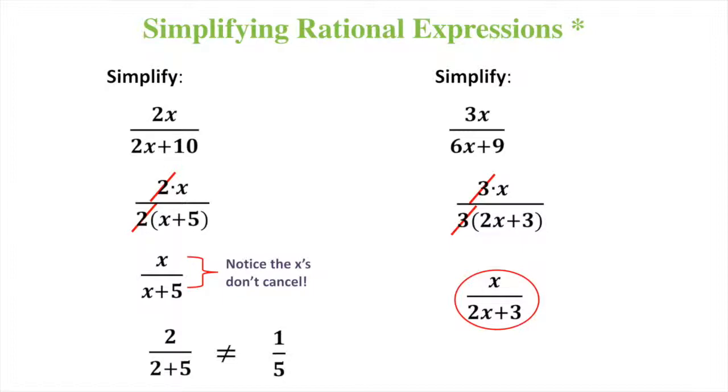Check your answers here. And this one's set up almost identical to what we did over here on the left. You pull out your 3 here and cross those off. The only difference is we've got an x and a 2x here. But again, we can't reduce those because of this addition sign. We would change its value, so we can't do that at all.